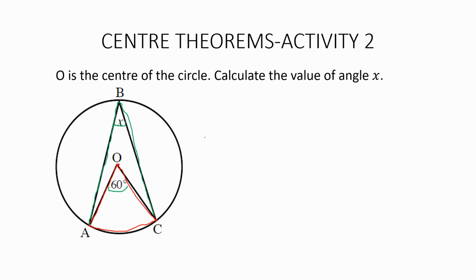Okay, good. So we're saying x is equal to 30 degrees. Why is x equal to 30 degrees? Because angle at the center is equal to 2 times angle at the circumference. Okay, that is enough. So now x is 30 degrees there. Do you see that? Okay, well done.